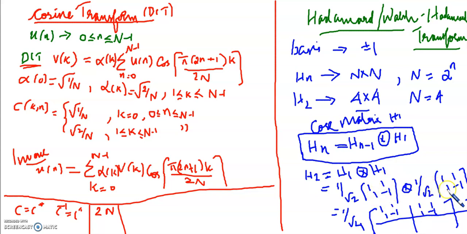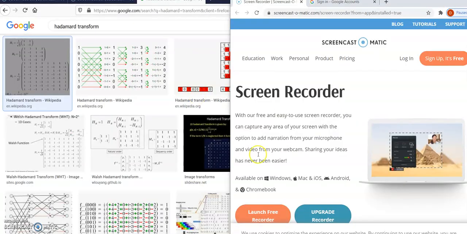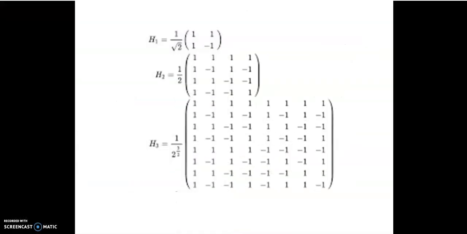And the third one will be this multiplied by 1, so again 1, 1, 1, minus 1. And the fourth value will be multiplied by minus 1, so it will be minus 1, minus 1, minus 1, 1. Okay, this is how I find out the order 2. So that is explained here.